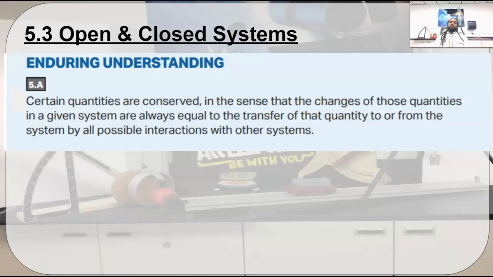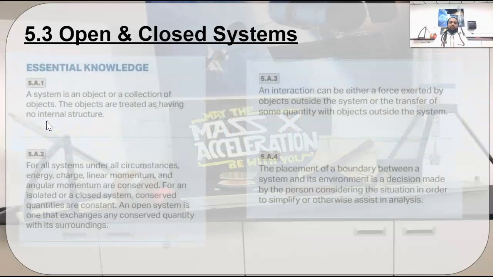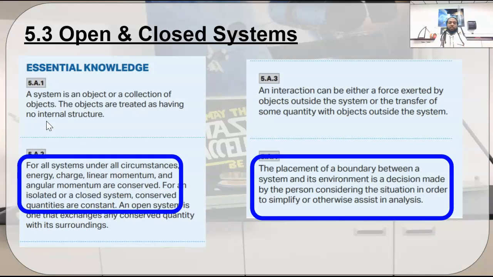5.3, open and closed systems, is really a repetition of the same ideas from unit 4, energy, just a little bit specific to momentum. Again, certain quantities are always conserved in the universe. However, if we have a closed system, then they're constant, or conserved, within that system, but they're always conserved in the universe.